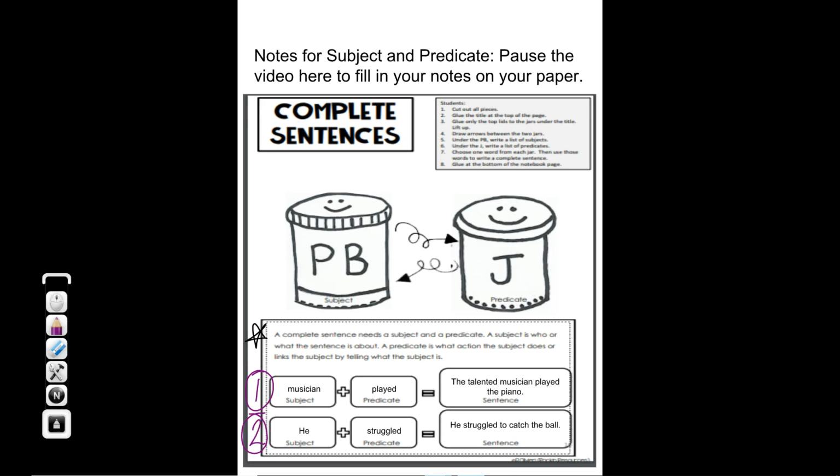So you may pause the video here. Once you and your partner or whoever you're working with, or if you're just by yourself, is done, you may continue to watch the video for the next activity and directions. So go ahead and pause the video now.